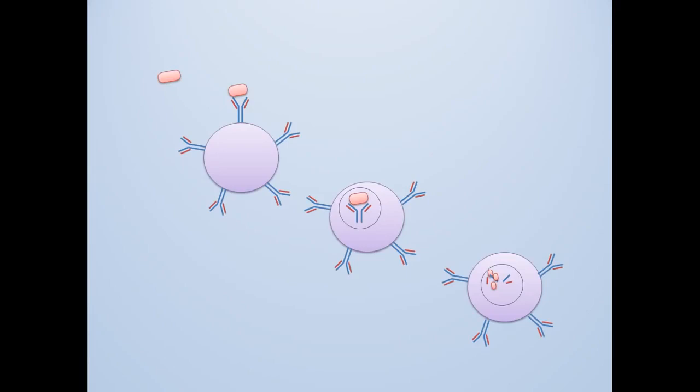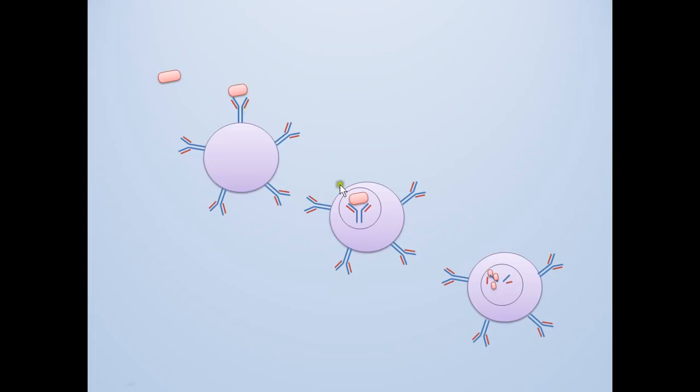B-cell activation. When antigens enter tissues, B cells are called into the infected region. There the B cell interacts with the antigen. B cells specific for the antigen will use their B cell receptor, the BCR, to bind to the antigen.